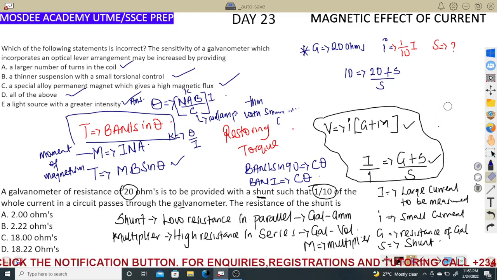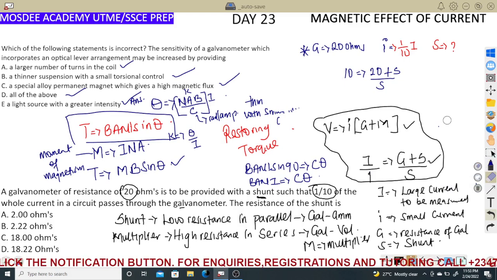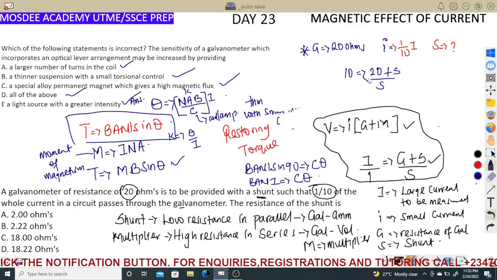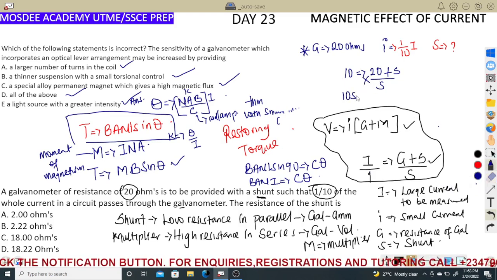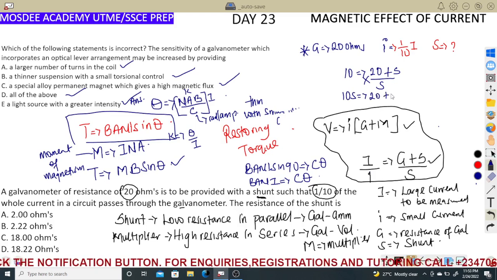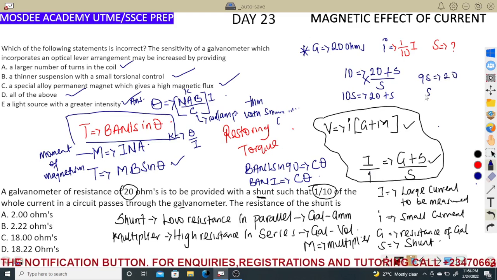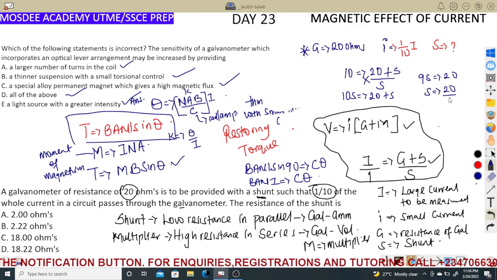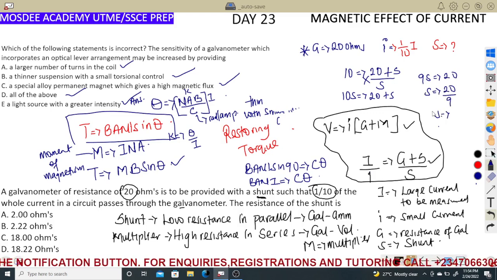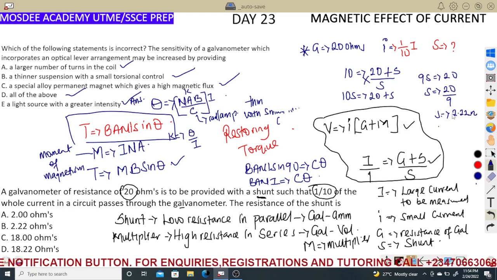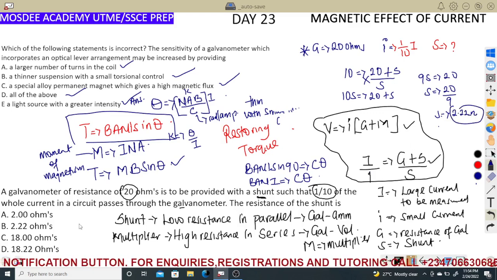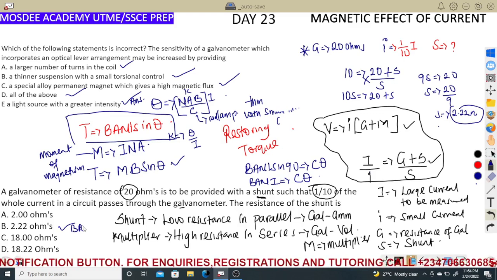So please, you have to learn some basic stuff too. From here, you just cross multiply, and on simplification you have 10S equals 20 plus S. That is 10S minus S, algebra, 9S equals 20. S equals 20 over 9, which is 2.22 ohms. So I think this is direct, and the answer to that is choice B. Please keep that at the back of your mind. The next question.